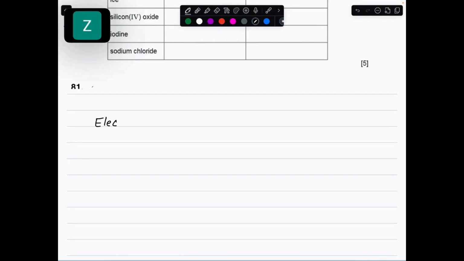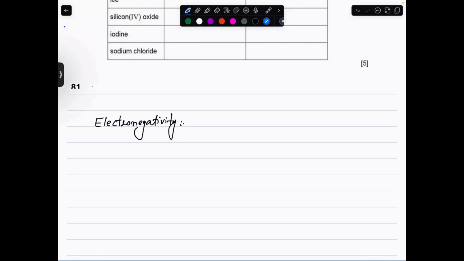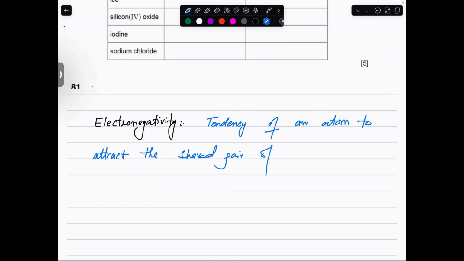In today's class, we are going to discuss electronegativity. You know what is electronegativity? Electronegativity is the tendency of an atom to attract the shared pair of electron toward itself in a covalent bond.